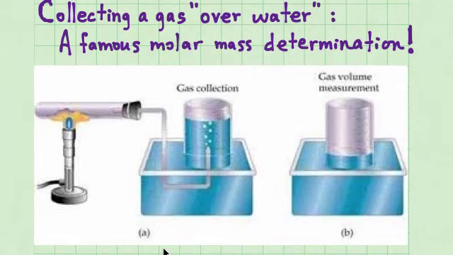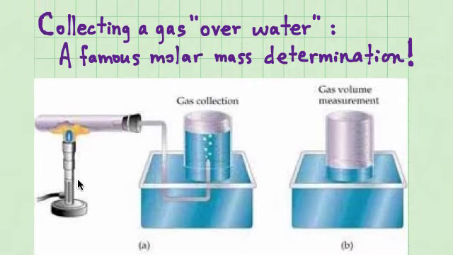One last example, collecting a gas over water. Very, very famous experiment where maybe I have a gas tank over here and I just let some gas out of the gas tank. Or in the olden days when they didn't have gas tanks, you took a chemical compound and heated it up. And you bubbled that gas that came off through some water. This is like an upside down beaker of water.